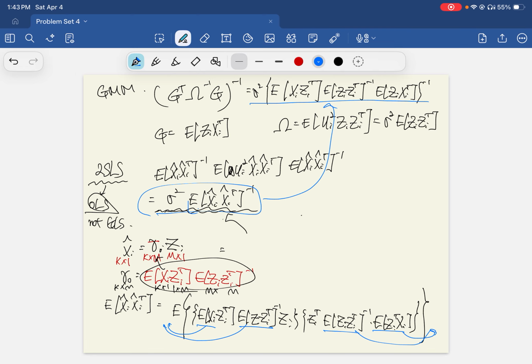So this much equals this guy. So if you take the inverse and multiply by sigma squared, they are equivalent.